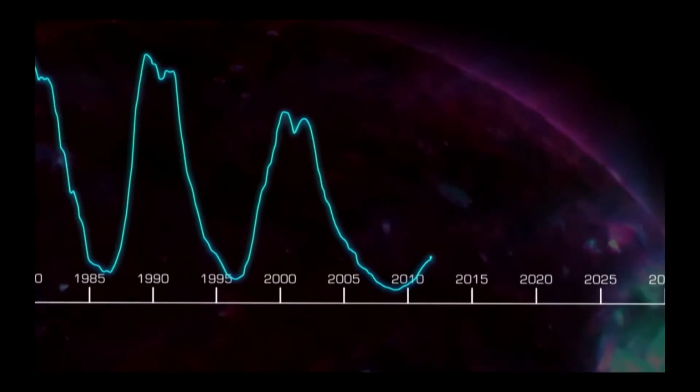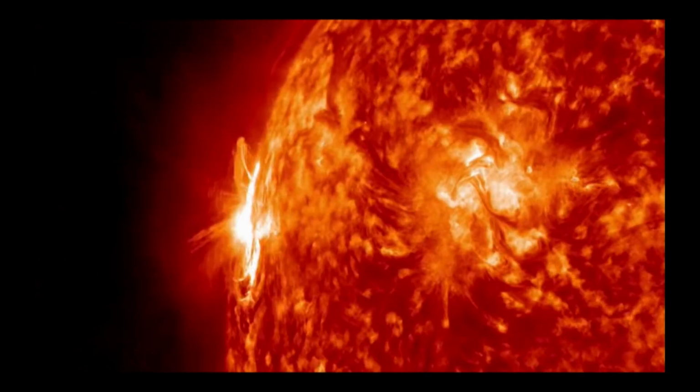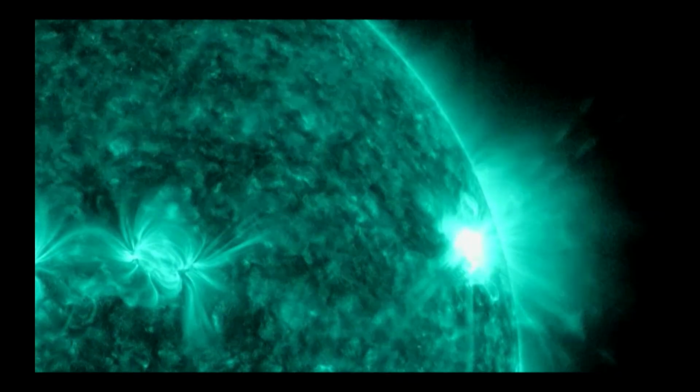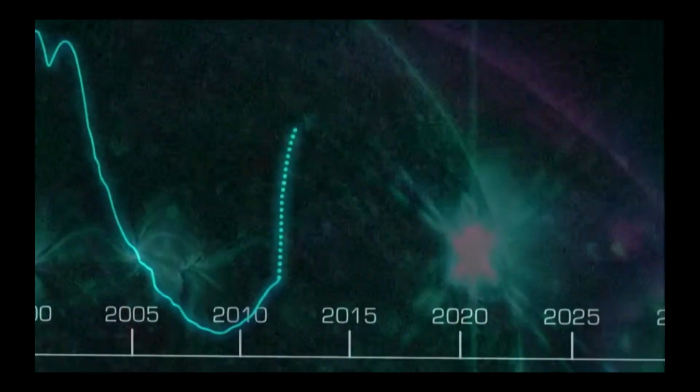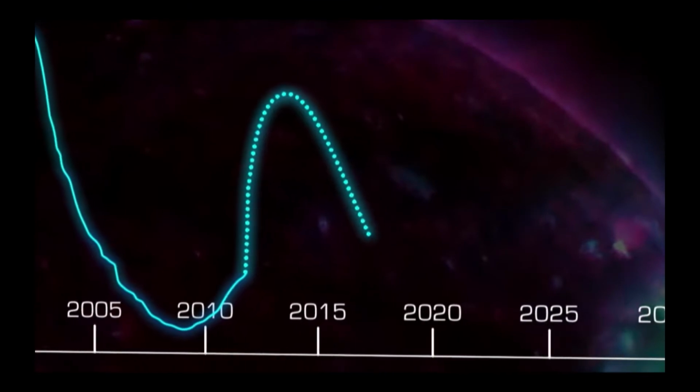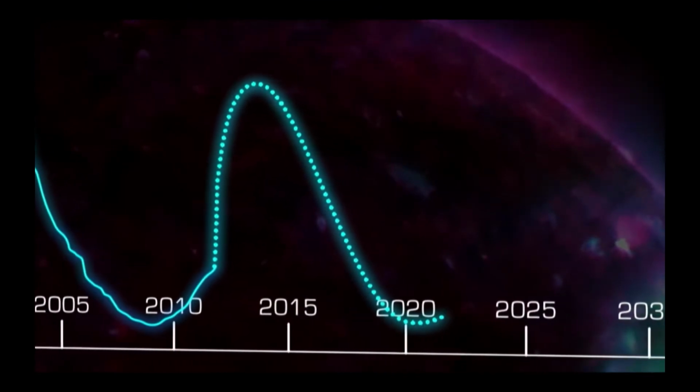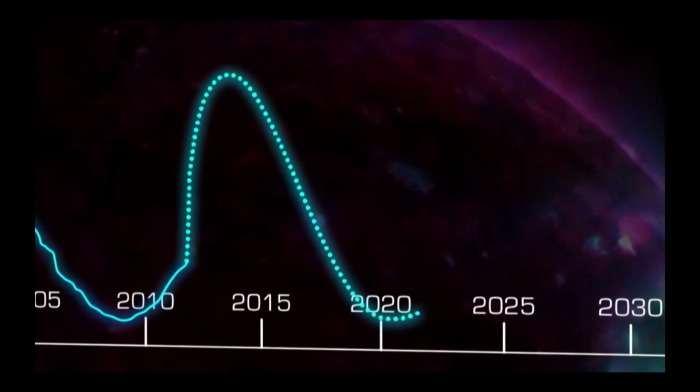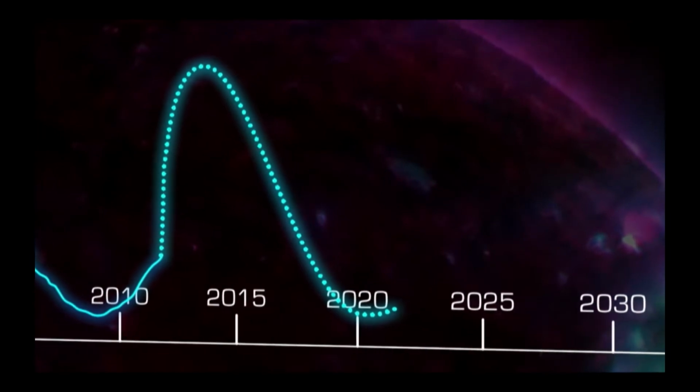Right now, the sun is approaching solar maximum, so flares and CMEs are more common than they were a few years ago. This cycle may peak in 2013 or early 2014, and should reach its minimum around 2020, although predictions about the sun are still uncertain.